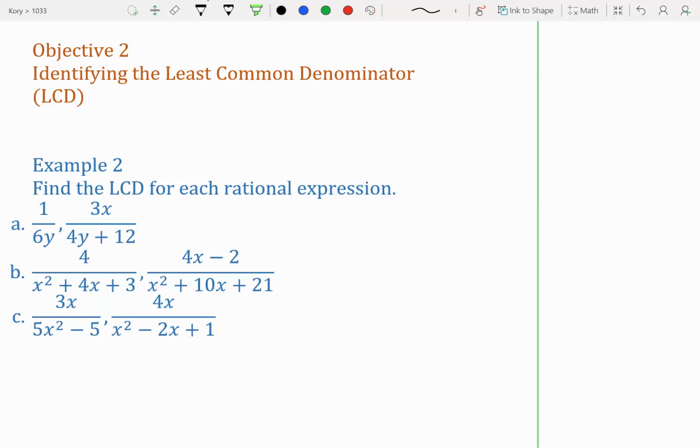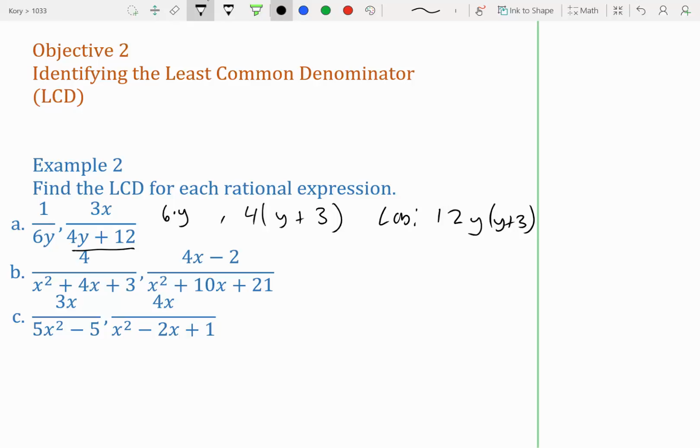So we have 1 over 6y and 3x over 4y plus 12. So the first thing we want to do is factor out the denominator. So we have 6 times y, and then we can take the 4 out of here. So that's 4 times y plus 3. So now let's take a look at all the numbers individually. Each factor, not term, we're going to look at each factor. So let's take a look at the numbers. We have 6 and 4. Well, what those have in common is 12. And then we have y. And then this y plus 3 left over. Because y plus 3 is different than y, you need to add it on.